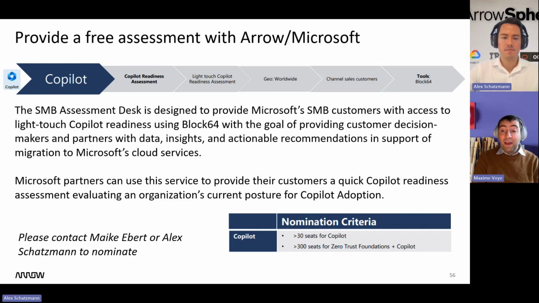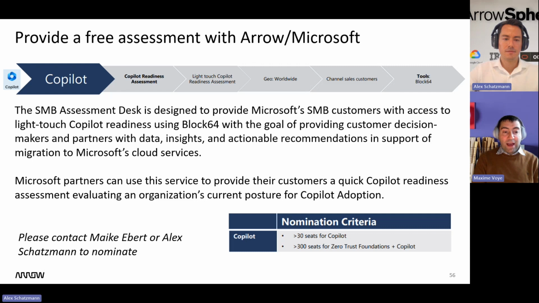It's very important. It's Microsoft and Arrow who nominate your end customer, but it's free. And Microsoft provides you a lot of insights. As you can see here, the nomination criteria are very small. It's different if you want the Zero Trust Foundation or just Copilot. For Copilot, as you see here, very small companies are eligible.